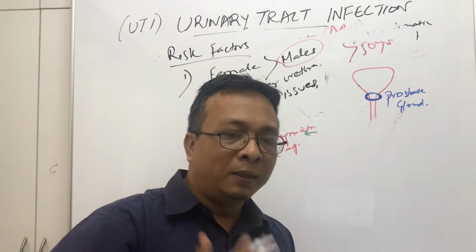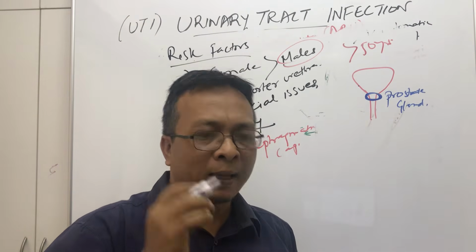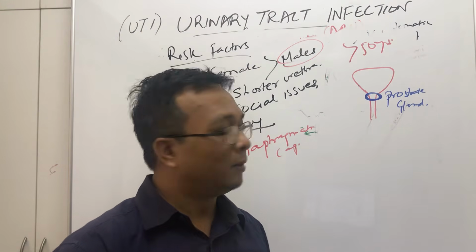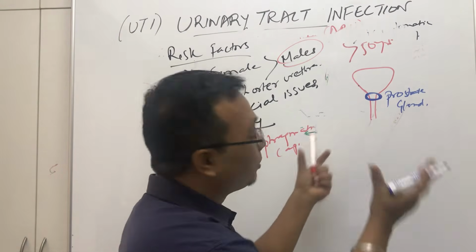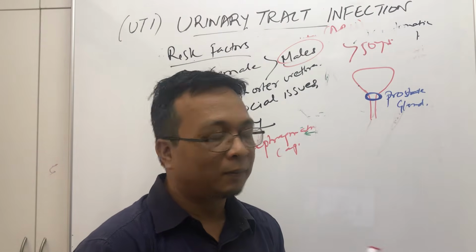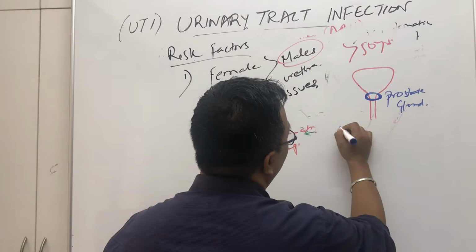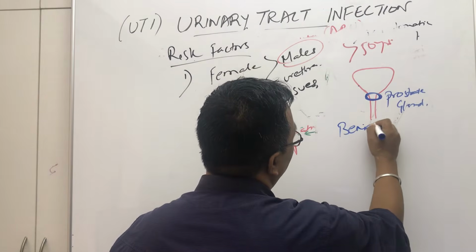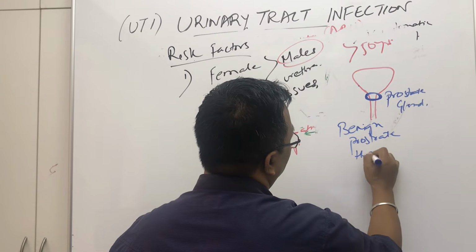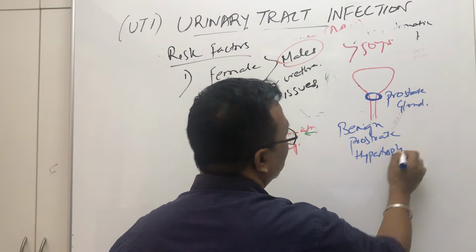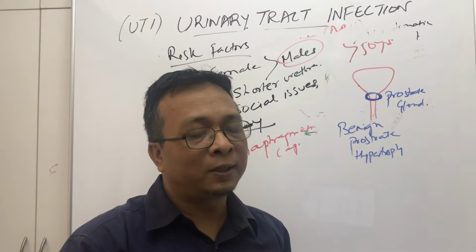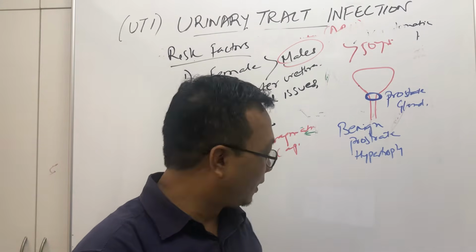Literally, in males after 50 years of age, every male, I'm telling you, has a tendency of enlargement of this prostate gland. The prostate gland literally enlarges. It's not a tumor. We call it benign prostate hypertrophy, and it is almost physiological in males. So every male after 50 years of age has some kind of prostate gland enlargement.